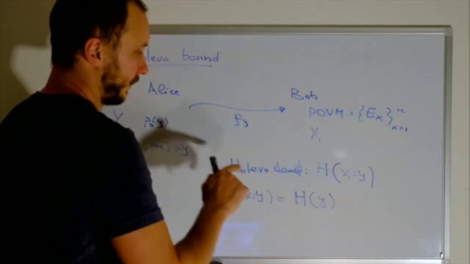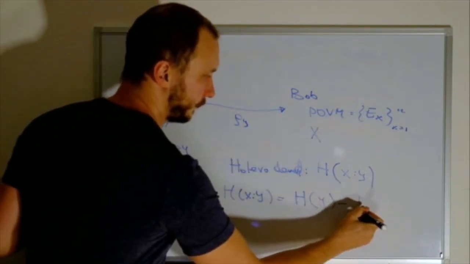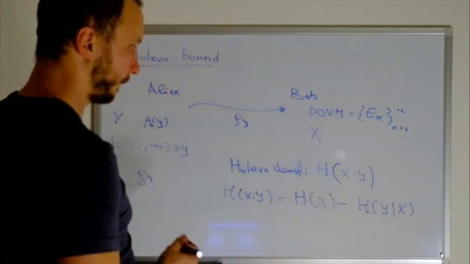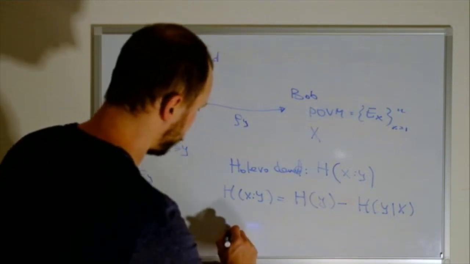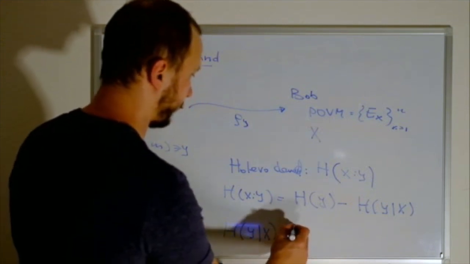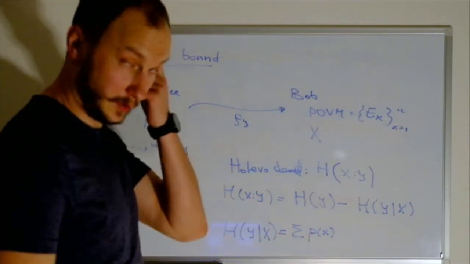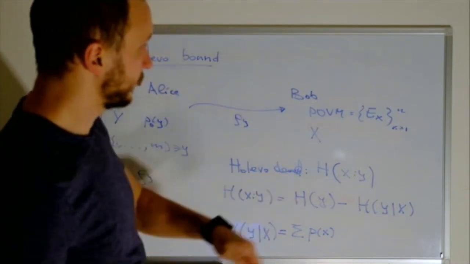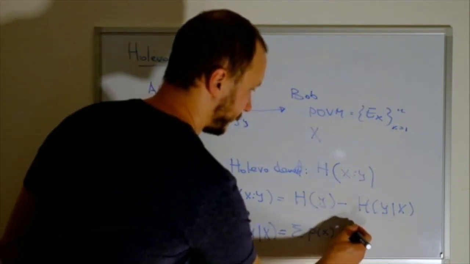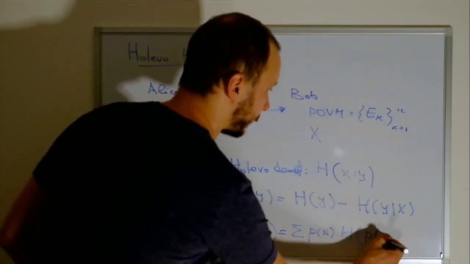So the mutual information is the entropy of Y minus the conditional entropy of Y on the value of X. Let me first write what it is. The conditional entropy of Y on X is given by the following: it's the sum over all possible outcomes of the probability of X, as we had just last hour, because for each outcome Bob now has some knowledge, times the entropy of the conditional distribution of Y on X.